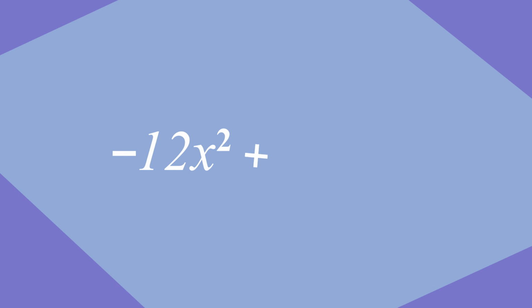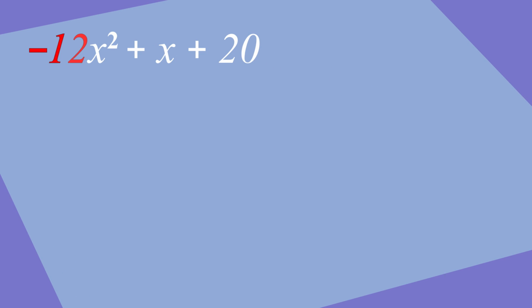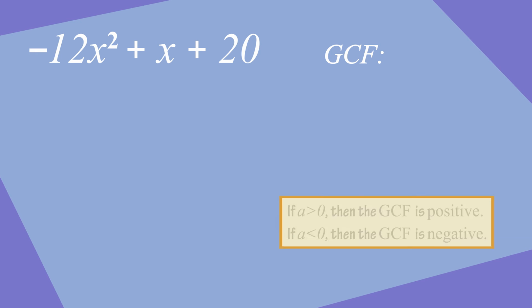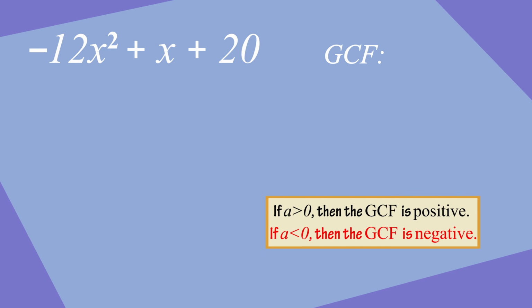Looking at our last example, negative 12x squared plus x plus 20, we notice that our a value is negative. What this tells us is that the GCF will also be negative. The GCF is positive when a is positive, and the GCF is negative when a is negative.